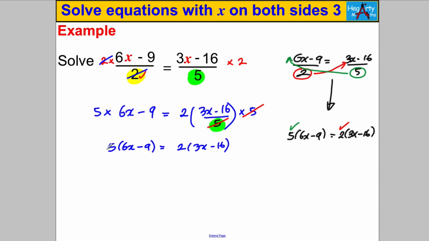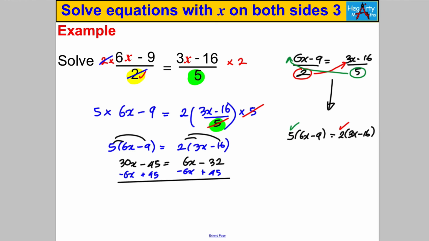Anyway, what do I do from this point? I multiply out the brackets and do my same old thing. 5 multiplied by 6x is 30x, take away 45 is going to equal 6x subtract 32. I want all the x's on the left hand side, all the numbers on the right. I'm purposely going to subtract 6x from both sides to get rid of the x's there, and I'm going to purposefully add 45 to both sides in order to get rid of the numbers on that side. What will I get myself? Well, I will get myself 30x take away 6x is equal to 24x is equal to negative 32 add 45 is going to equal 13.